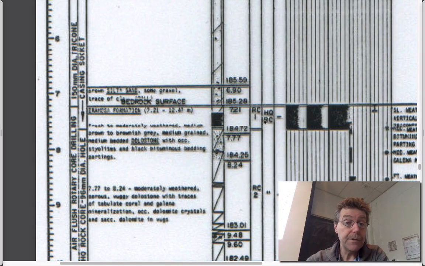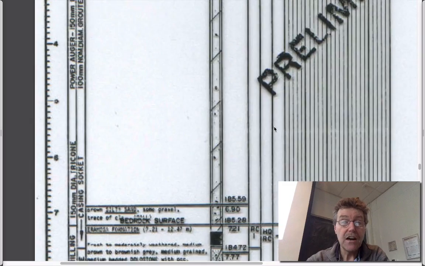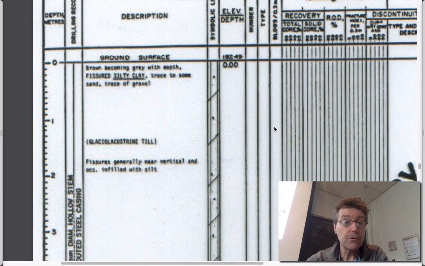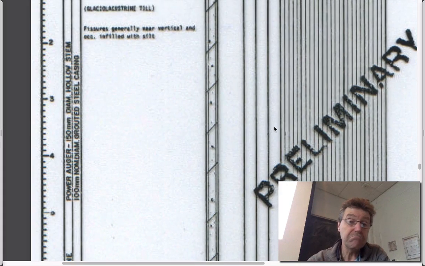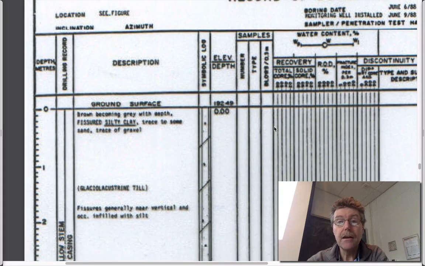So the samples would be HQ rotary core, I guess this would be. It doesn't look like there's many samples, or certainly no blow counts in the material done on the top. No samples in the clays.